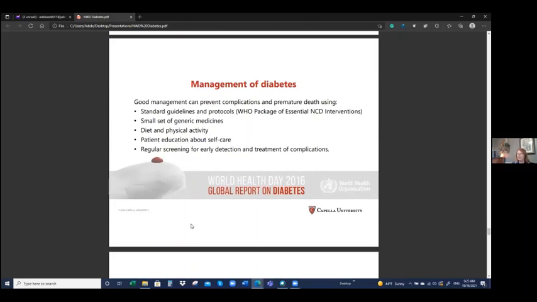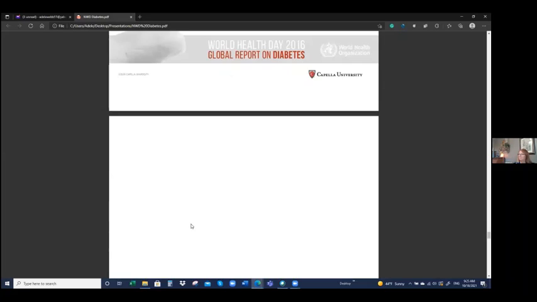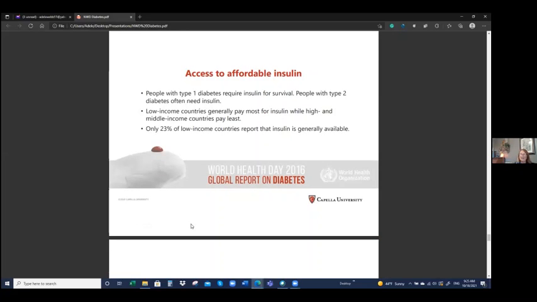And then how do you manage it? Well, those Penn interventions that I talked about have standard guidelines and protocols that you can use to address diabetes. Let's get a small set of medicines that's available to everyone. Encourage that diet and physical activity, teach these patients, and let's screen them. Make sure they have access to affordable insulin.